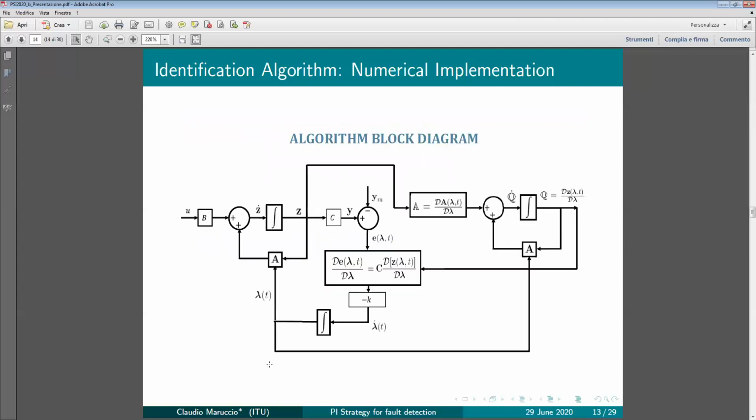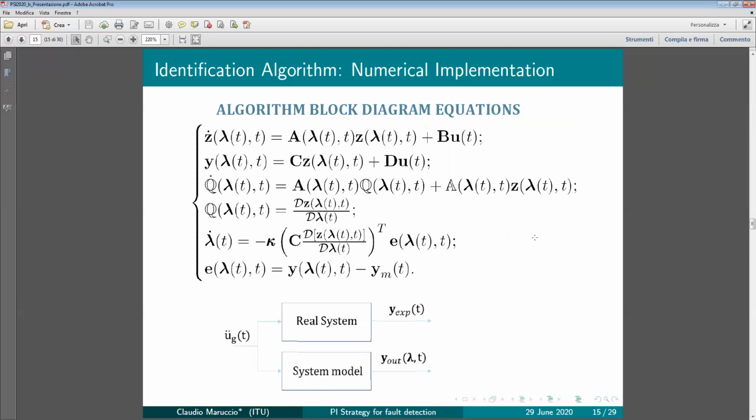This is the overall algorithm in block diagrams, where you can see that the sensitivity of the system response with respect to the unknown parameters works as a feedback on the parameter identification algorithm. So this is a summary of the state space equations that are required to be solved at each time step of the process.